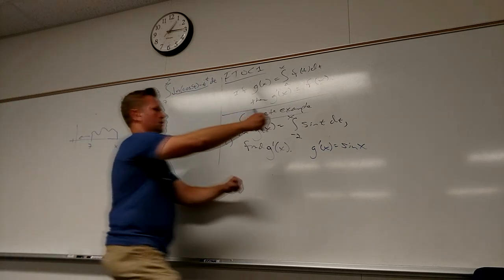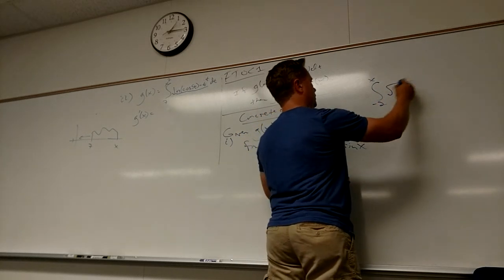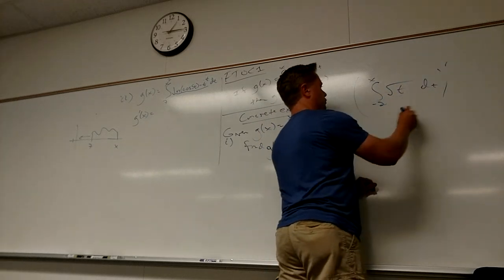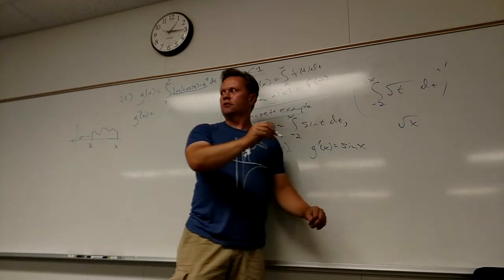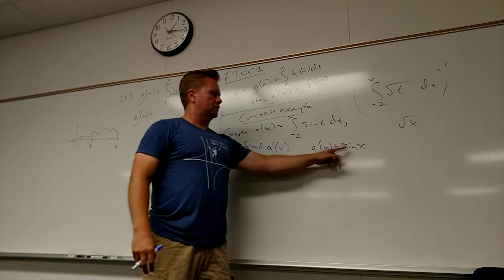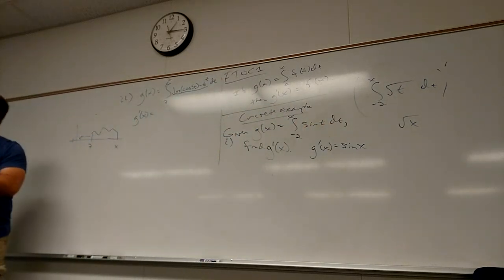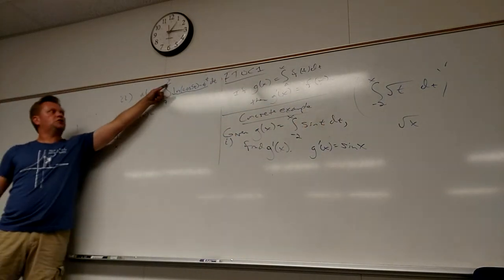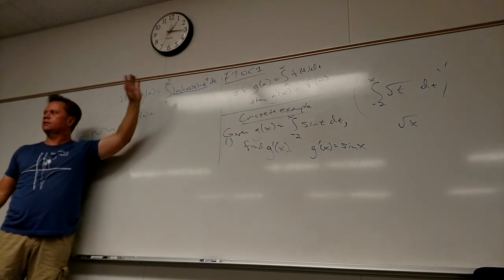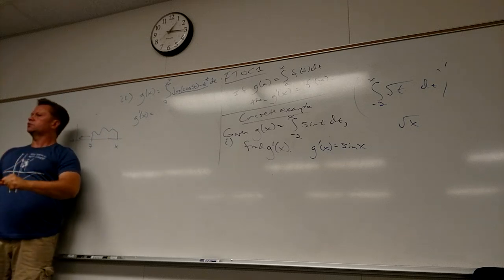Real quick, over here, if I would have said g was the integral from -2 to x of the square root of t dt, what would the derivative of that be? It would just be square root of x. Something of t becomes something of x. So what's the only difference? It's x squared. Is there a function inside of another function? Yes, there's an x squared where there's normally an x. So that would be a what rule? Chain rule.